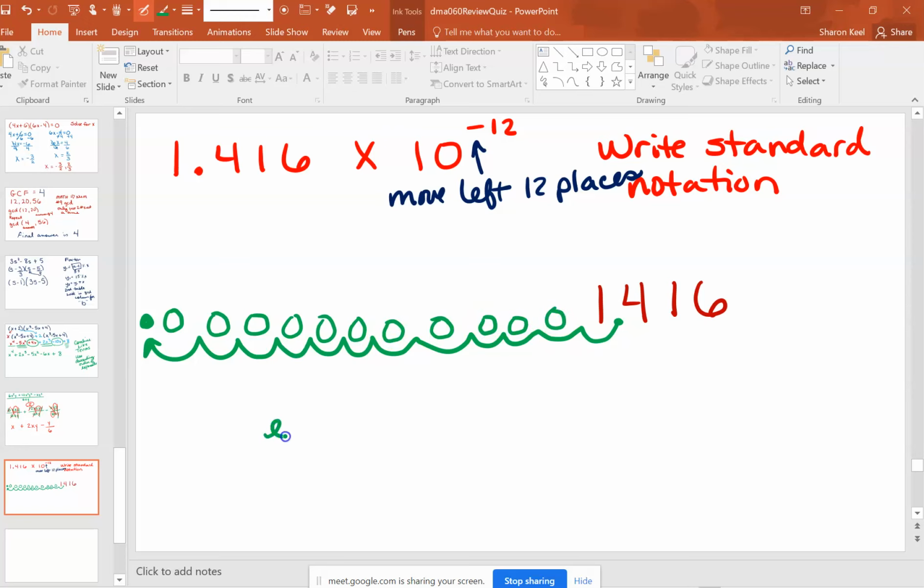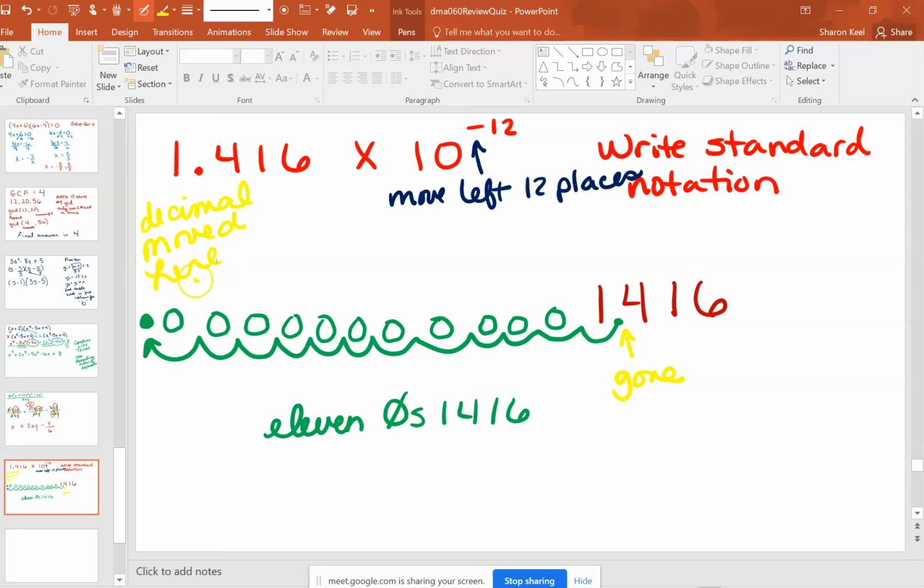So we have 11 zeros and then 1, 4, 1, 6. This decimal here goes away. That is gone. So do not leave a decimal between the 1 and the 4. The decimal moved here. So this is the current location of where it has to be in your answer.